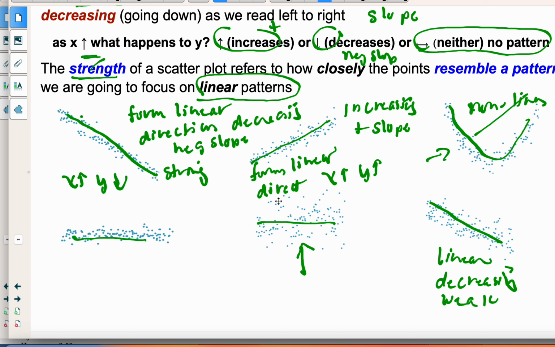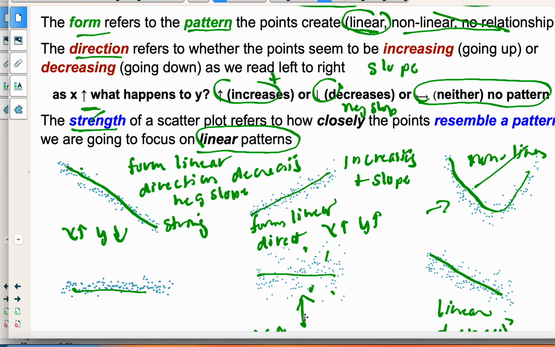This one here really has no pattern. It's not doing anything. As x increases, I don't know, sometimes y increases, sometimes it decreases. So we really have no pattern here.